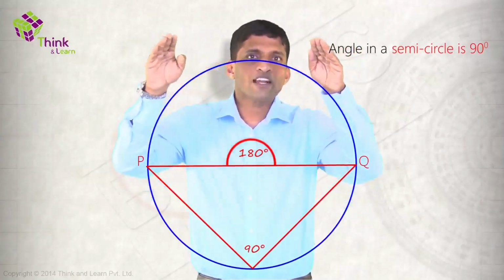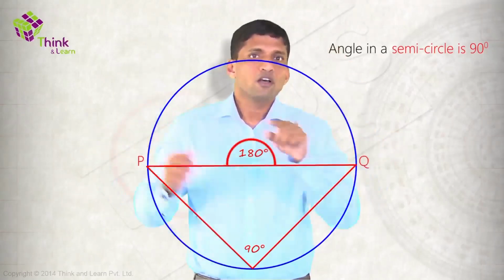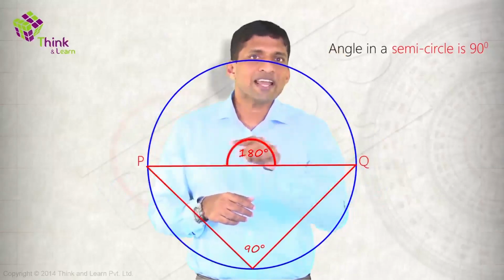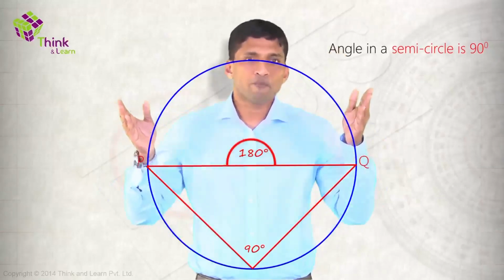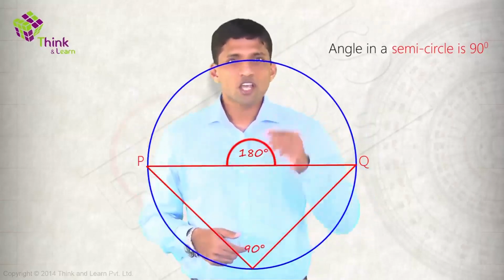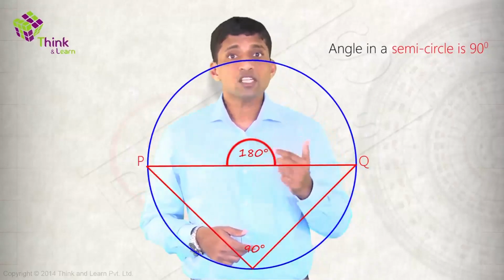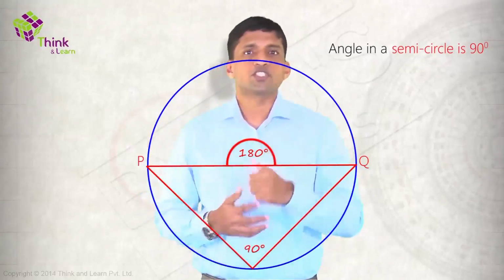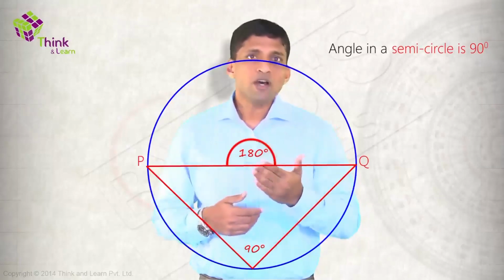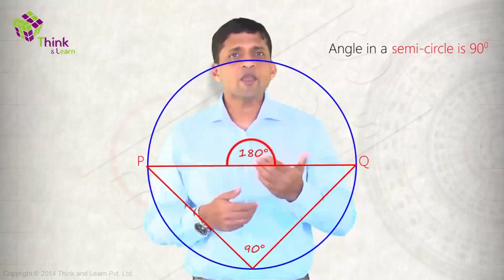Once you push P and Q away from each other, stop at the point where PQ is the diameter, so that this angle, since it's a straight line, will become 180. Now, following the ratio of 2 by 1, this will become 90. So what we just did is prove that angle in a semicircle is 90 degrees through visualization. Very interesting.